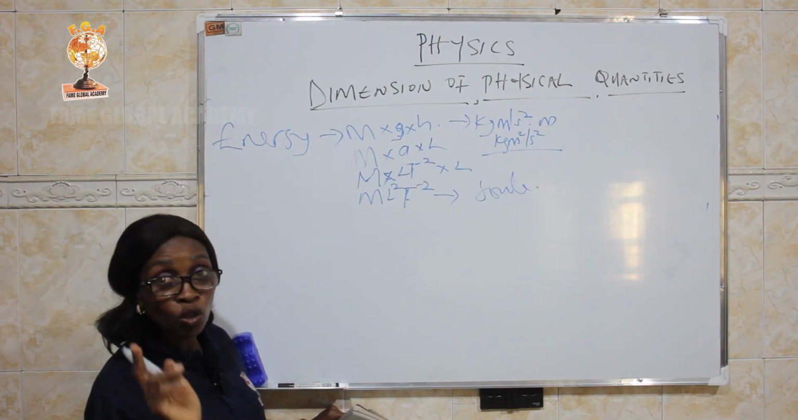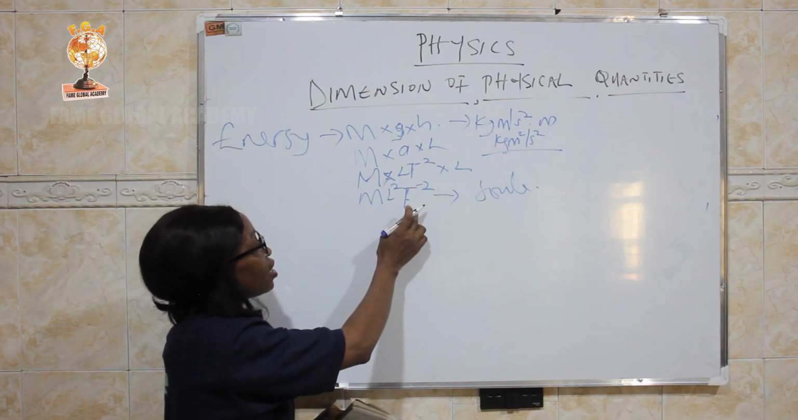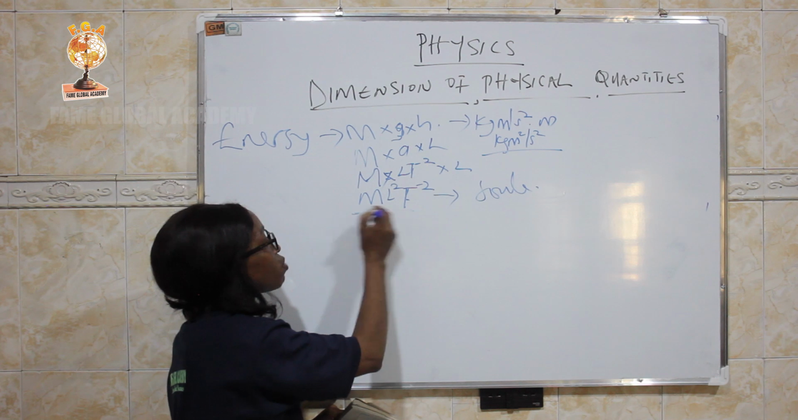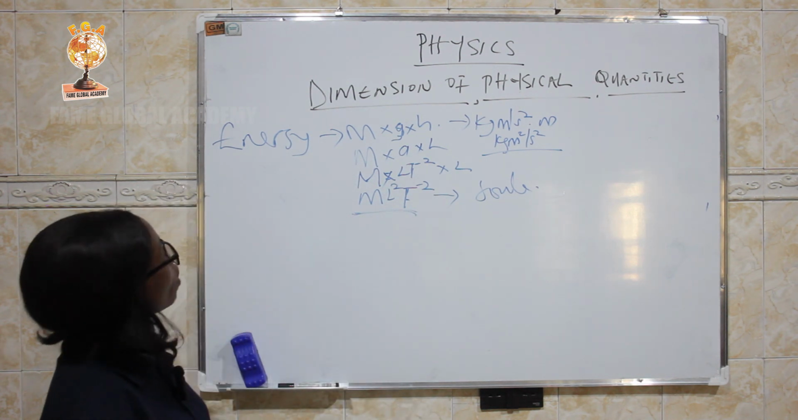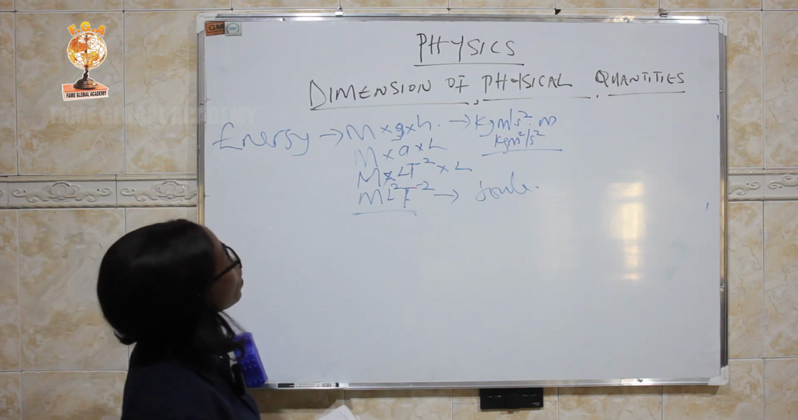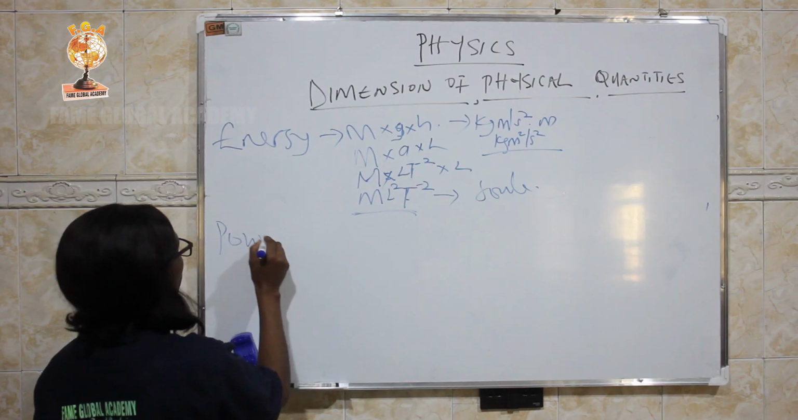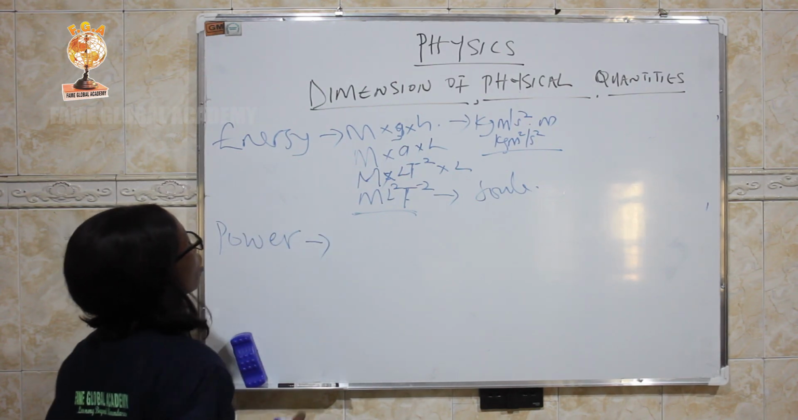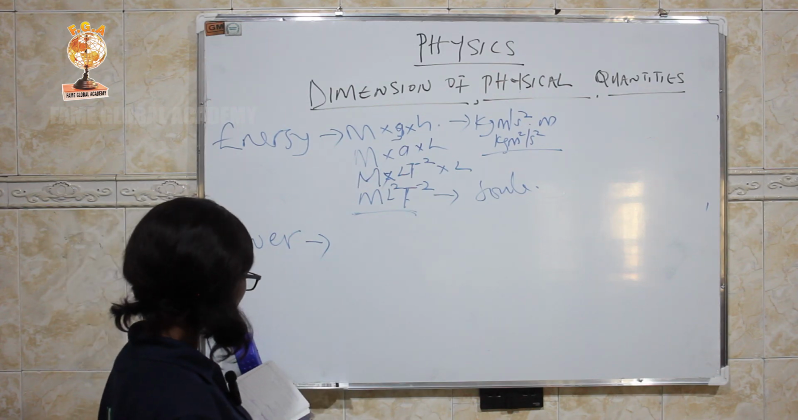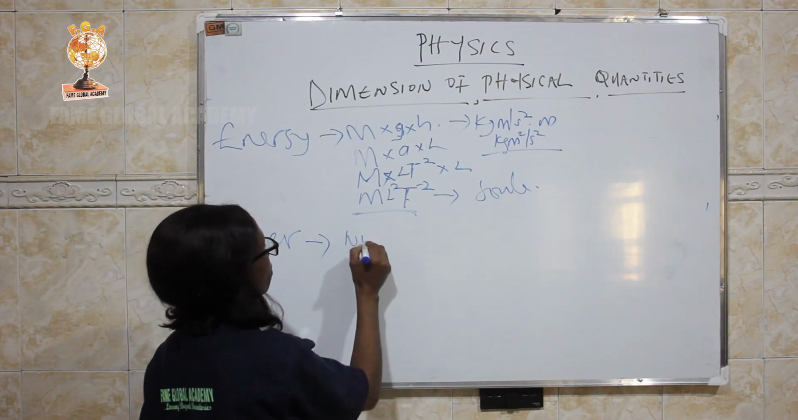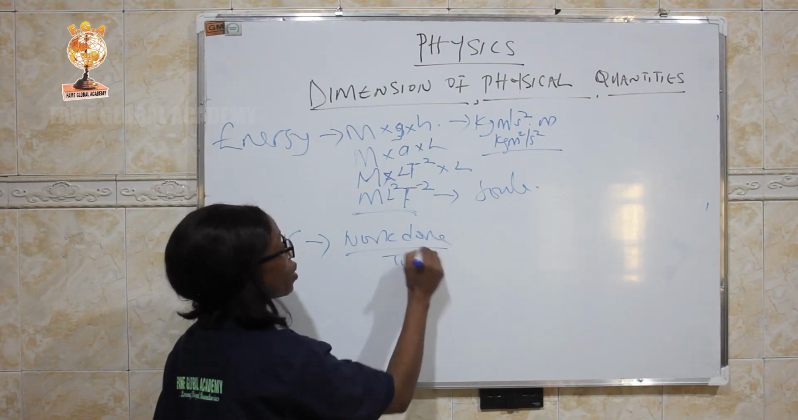Now the dimension for energy is ML square T minus 2. This now becomes the dimension for energy. Another one, let's still continue. Let's talk about power. Power is work done over time.